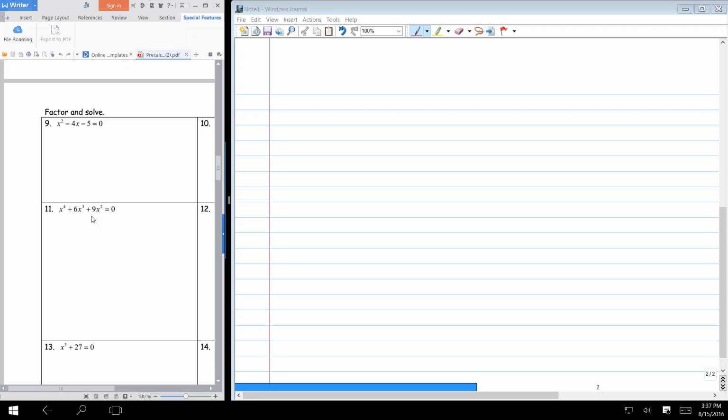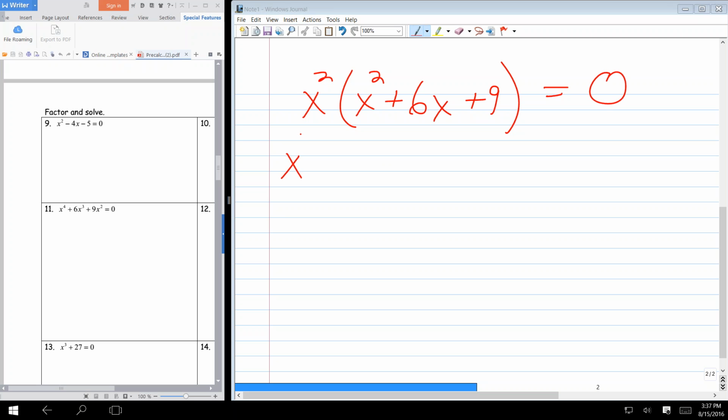3? No. Remember that the greatest common factor has to divide into every term evenly. Oh, x squared. Correct. What's left over? X squared plus 6x plus 9. Now we have a quadratic that's pretty easy to factor. Don't forget to bring the x squared down. How does this quadratic factor? It's just x plus 3, x plus 3.